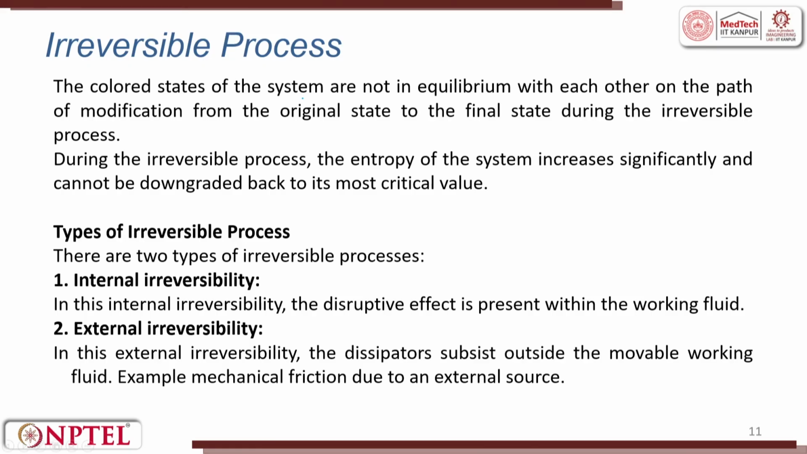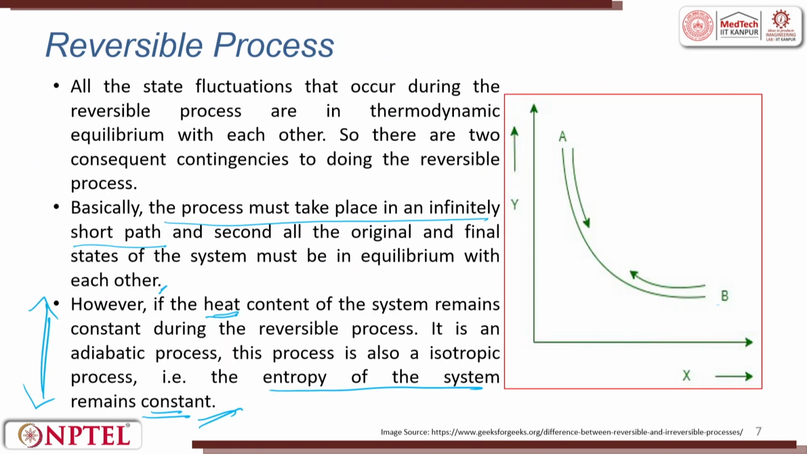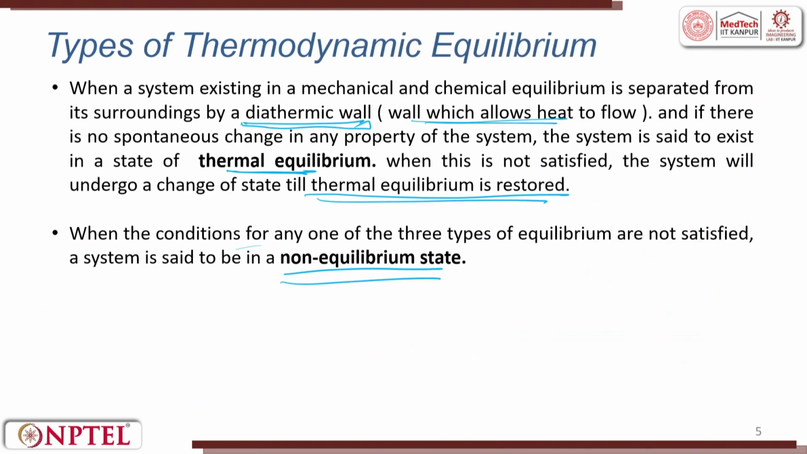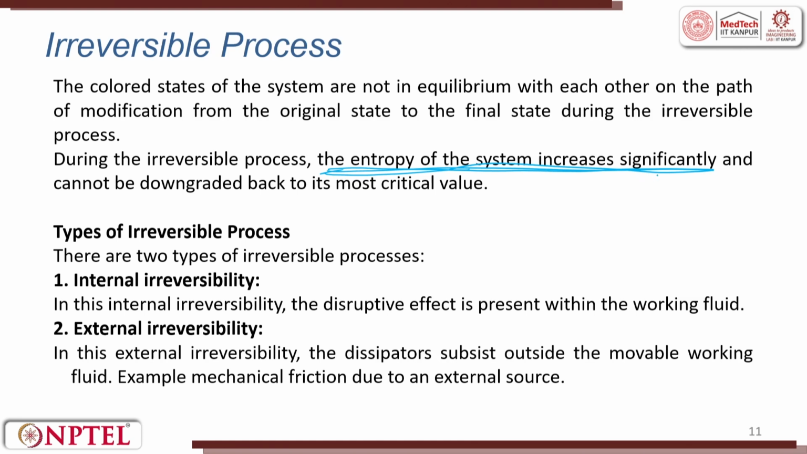Okay. The states of a system are not in equilibrium with each other on the path of modification from the original state to the final state during irreversible process. So, in an irreversible process, the entropy of the system increases significantly. This point is very, very important, because in reversible, we try to say the entropy of the system remains constant. But in irreversible process, the entropy keeps increasing significantly, and cannot be decreased back to its original value.